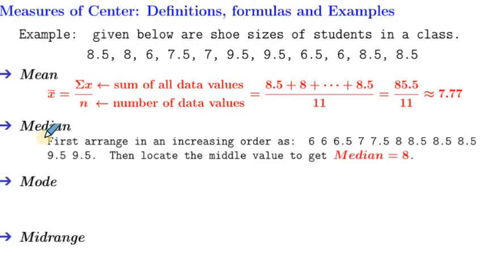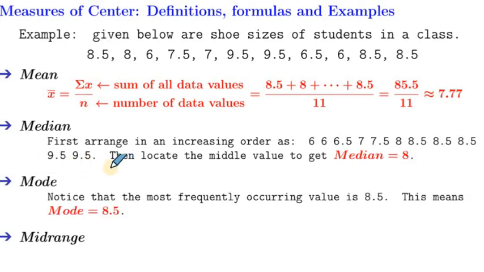Now, let's find the median. In order to find the median, first arrange the given data in increasing order like this. Then locate the middle value to get the median. For this data, the middle value is 8. So that's our median. Now, for mode, notice that the most frequently occurring value is 8.5. So the mode is 8.5.